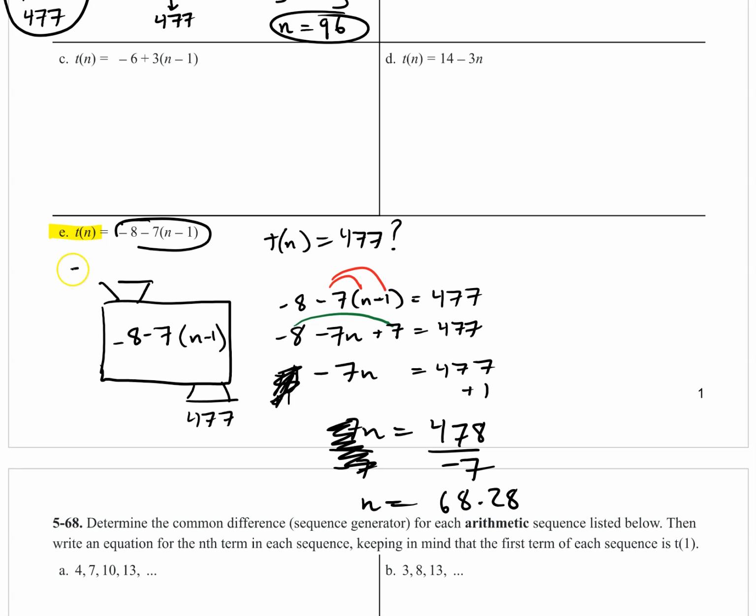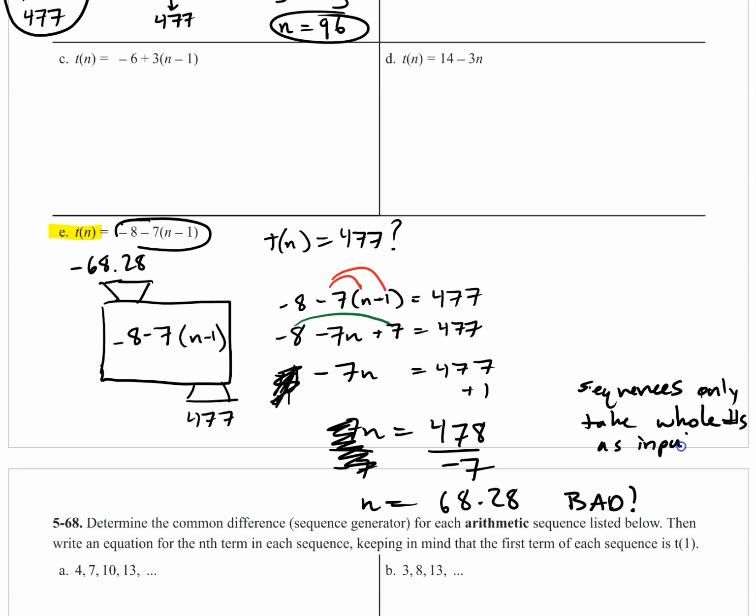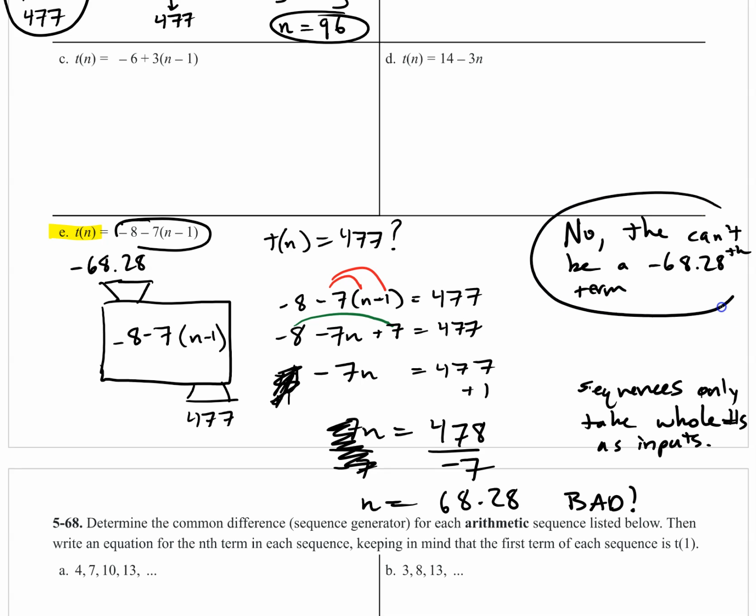So what that means is if we input -68.28, we can have our desired output. But that's bad. As a reminder, sequences only take whole numbers as inputs. Alright, so our answer here is no. There can't be a -68.28 term. You can only have the first term, second term, third term, fourth term, but you can't input a decimal number.